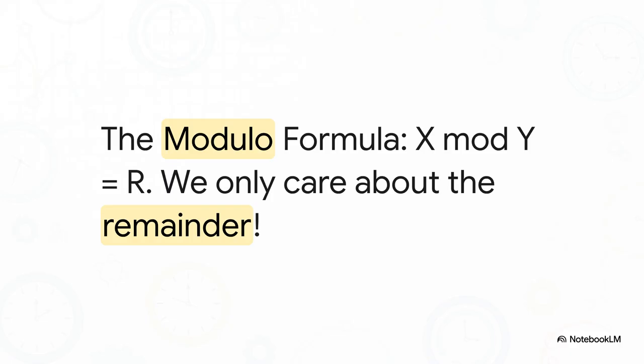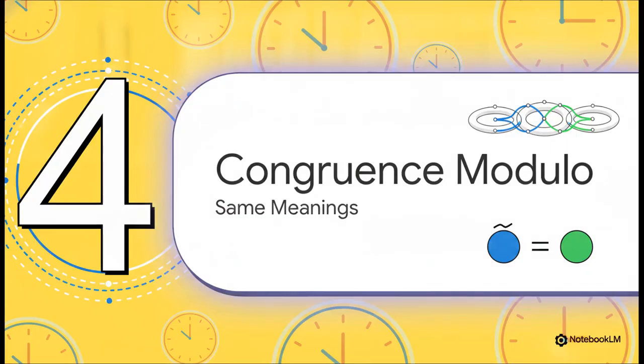Now, here's the crucial part, how this everyday theorem transforms into the modulo operator. In modular arithmetic, we honestly don't care about the quotient at all. We don't care how many full times that clock hand spun around. We strictly care about where it ended up. So the formula just simplifies to x mod y equals r. The modulo operator is simply asking you, hey, when you divide x by y, what's the remainder? And that's your answer. Which perfectly sets us up for section 4, congruence modulo.